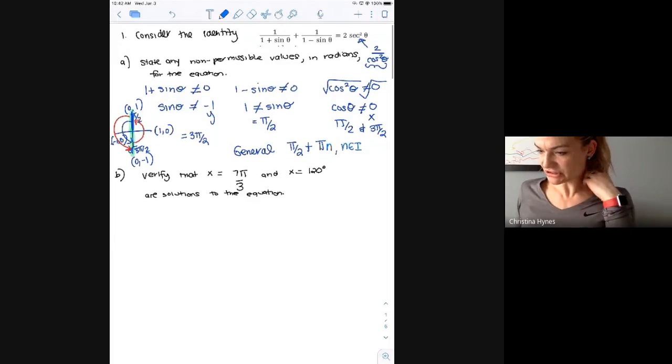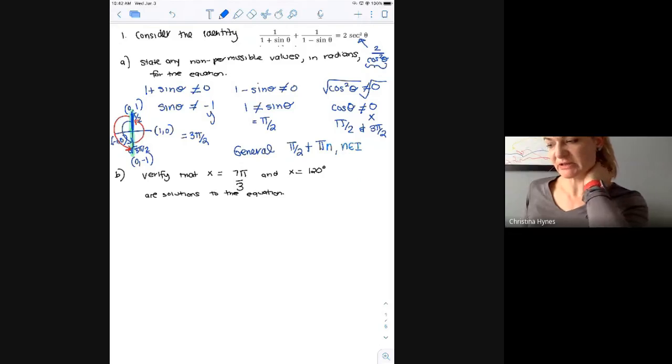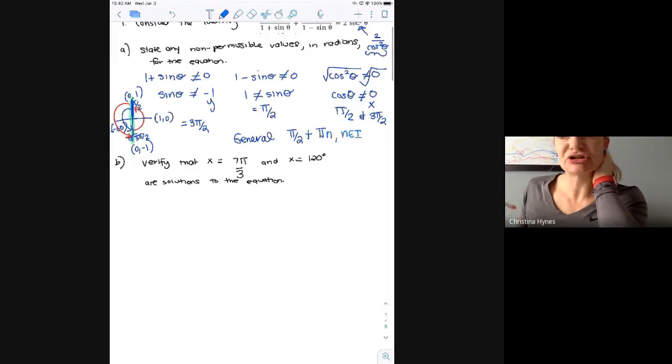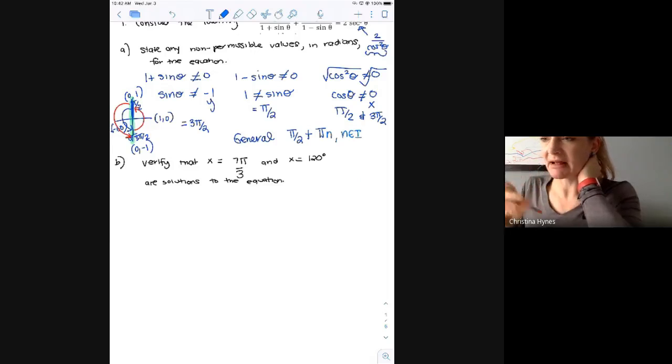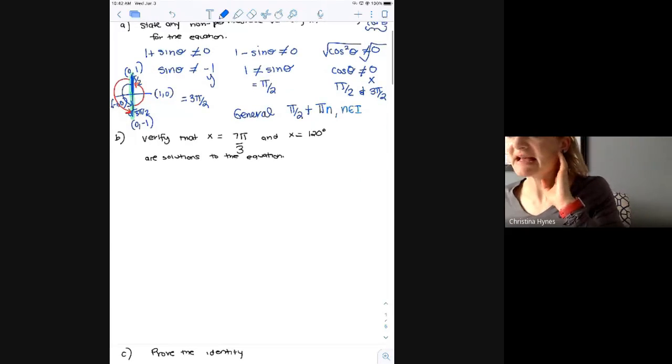Okay, so that's question one, is just finding your non-permissible values. Don't forget to write the reciprocal relationships, and then just looking at what values could make that happen. That's it. So there's usually going to be more than one answer when it comes to the non-permissible values. So this one's asking for in radians.